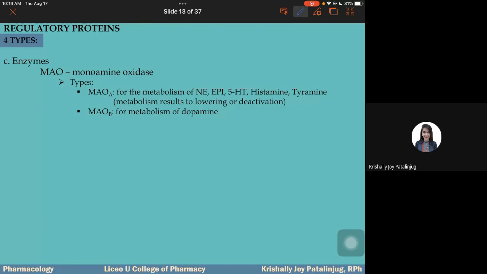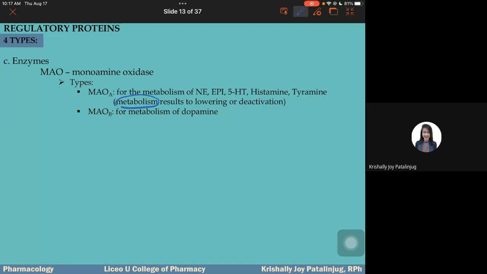Okay. Now, when we talk about metabolism, please take note, it's all about lowering or the inactivation of a particular compound, okay, or ligand, or substance, no, or neurotransmitter. So, depende na siya what is being metabolized. So, that's the general concept of metabolism.